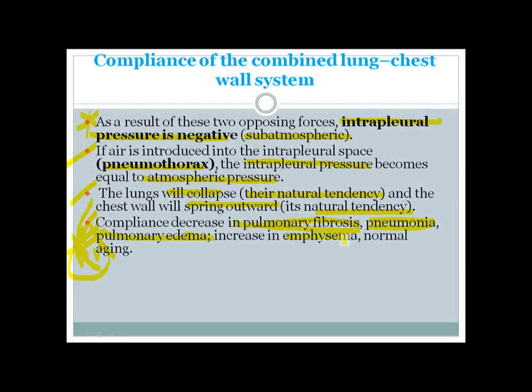And actually in emphysema and normal aging, the compliance increases. The compliance increase in emphysema and normal aging is due to the decreased elastance of the lungs, and the lungs are actually not that elastic, as opposed to normal people or as opposed to younger people.